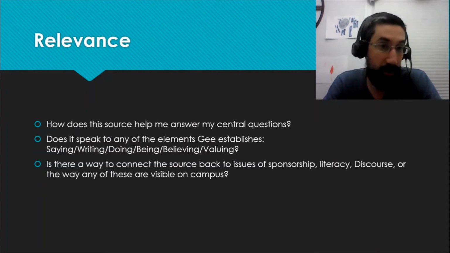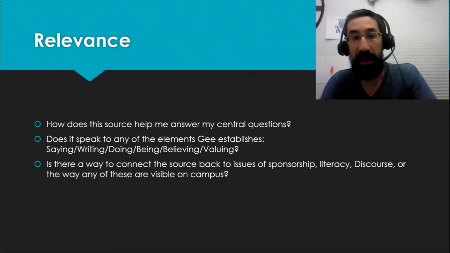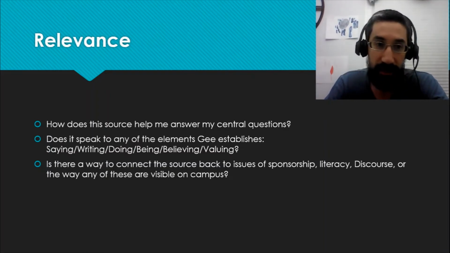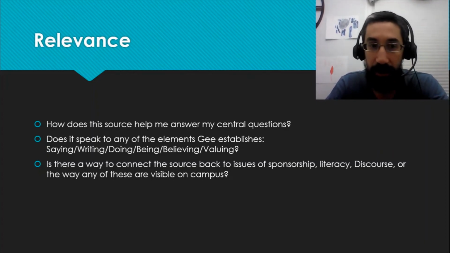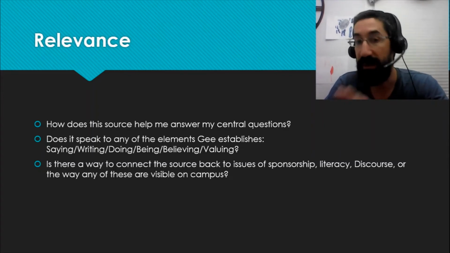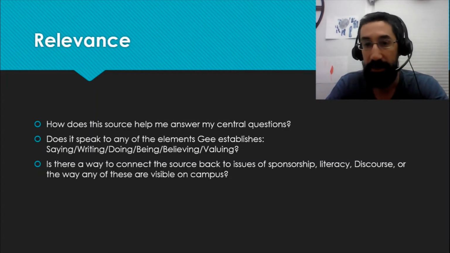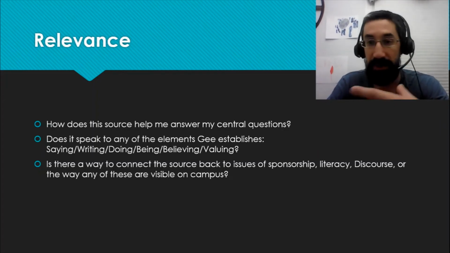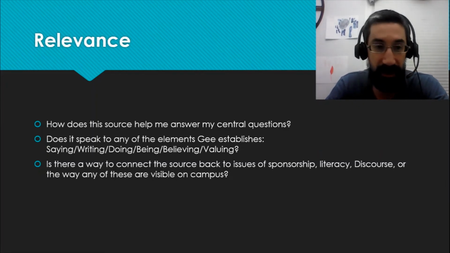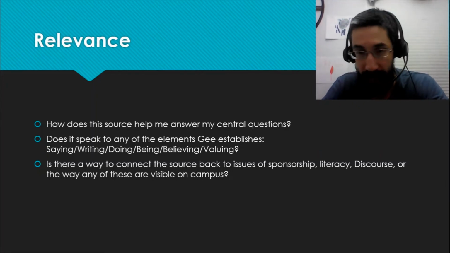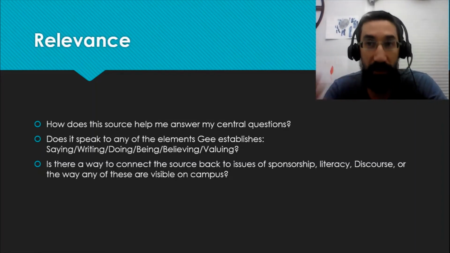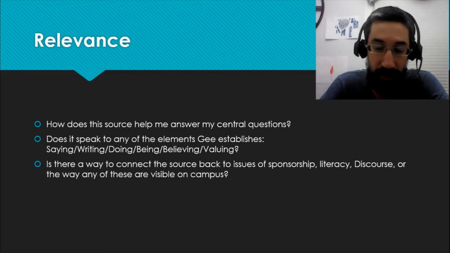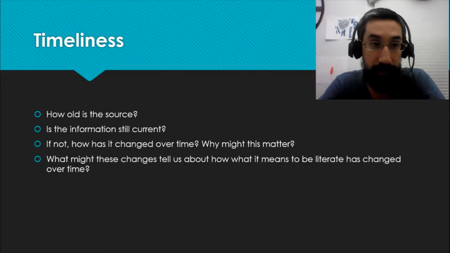You also want to consider the relevance of your sources. Essentially, how does this source help you answer your central questions? We'll get more into this when we talk about analyzing our sources, but think about whether it speaks to any of the elements that G establishes. That's a big one to be thinking about. Are there ways to connect the source back to issues of sponsorship or literacy or discourse, or the way that we see any of these on our campus environment? Again, how does it tie back to the major research questions that you're trying to ask as a group?